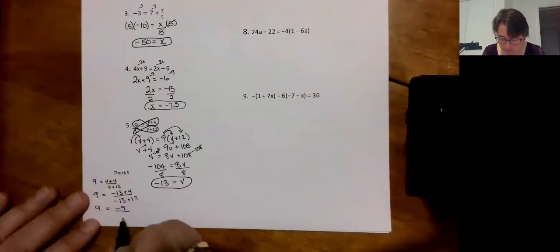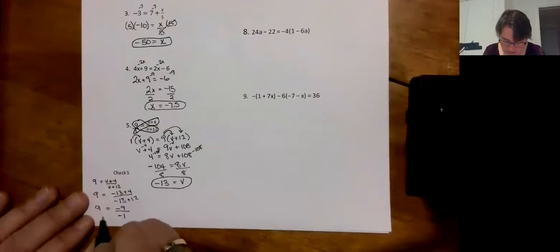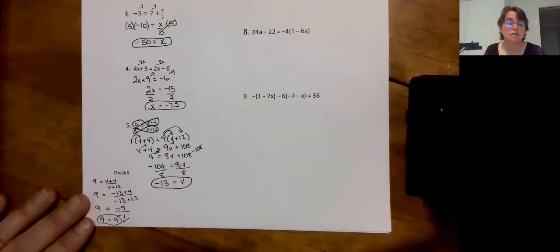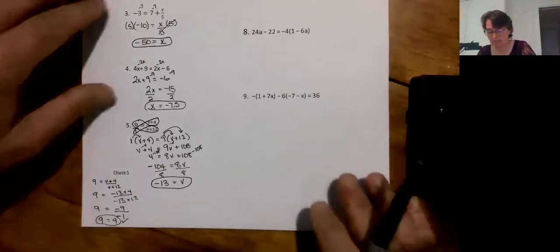Minus 13 plus 12 is minus 1. So 9 is equal to 9, because a negative divided by a negative is positive. So that checked. So my answer there is right. And remember, this number, your actual v is equal to, doesn't have to match these. It's just this side and that side of the equation have to match.